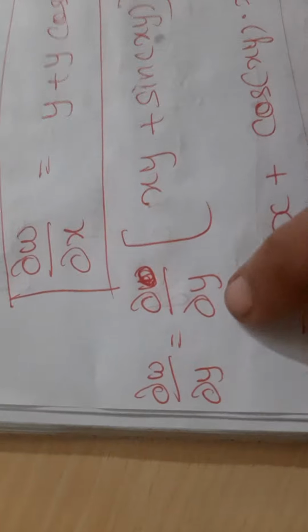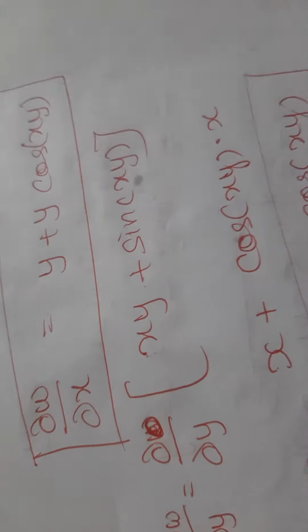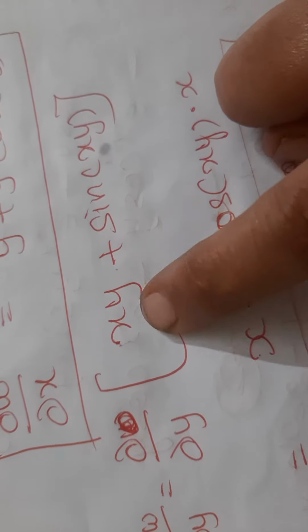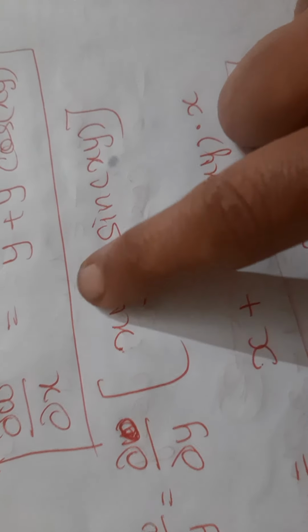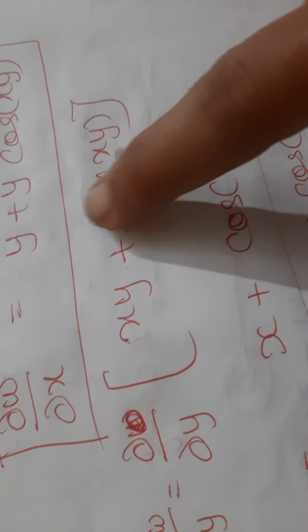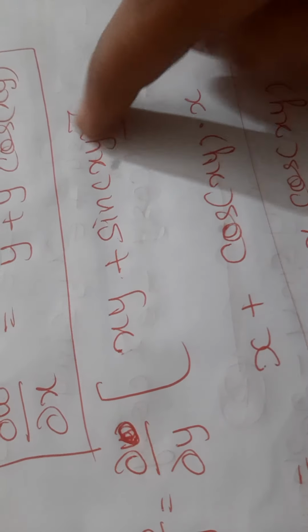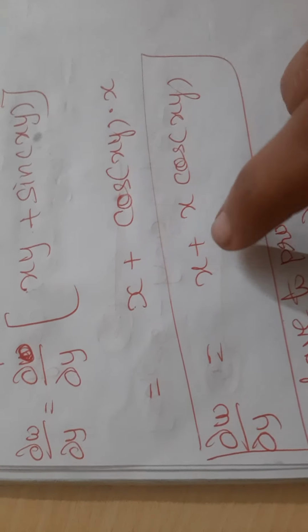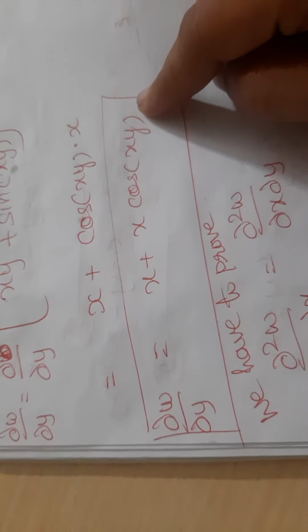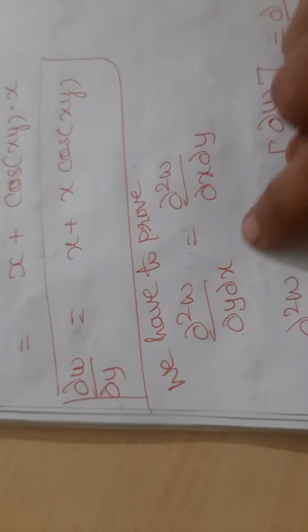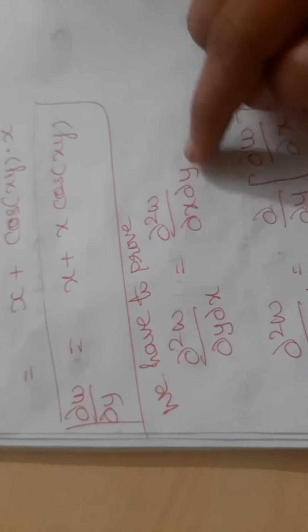Now ∂w/∂y is equal to ∂/∂y of xy plus sin xy. So this term I want to differentiate with respect to y partially. If I differentiate with respect to y partially, this y will become 1. This will be x plus cos xy. Sin of xy gives cos xy, and the differentiation of xy is x. So ∂w/∂y is equal to x plus x cos xy. So we have to prove that ∂²w/∂y∂x is equal to ∂²w/∂x∂y.